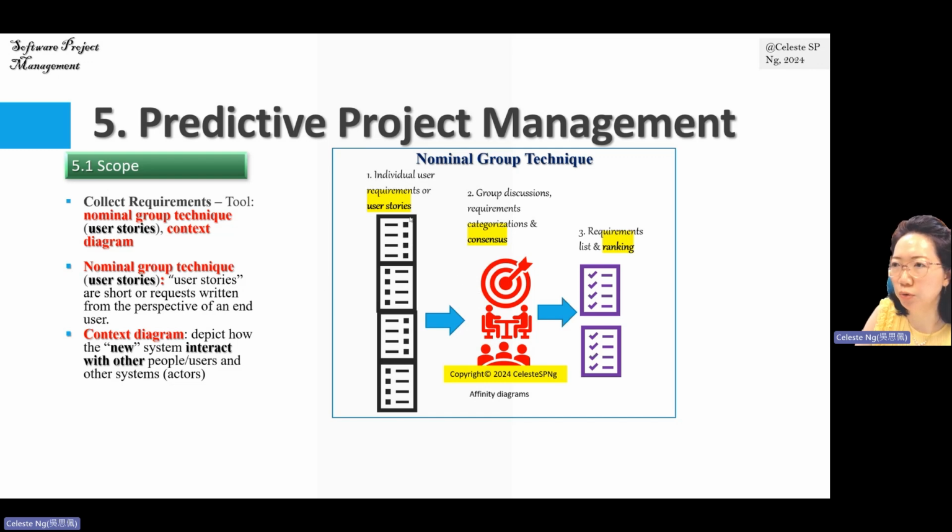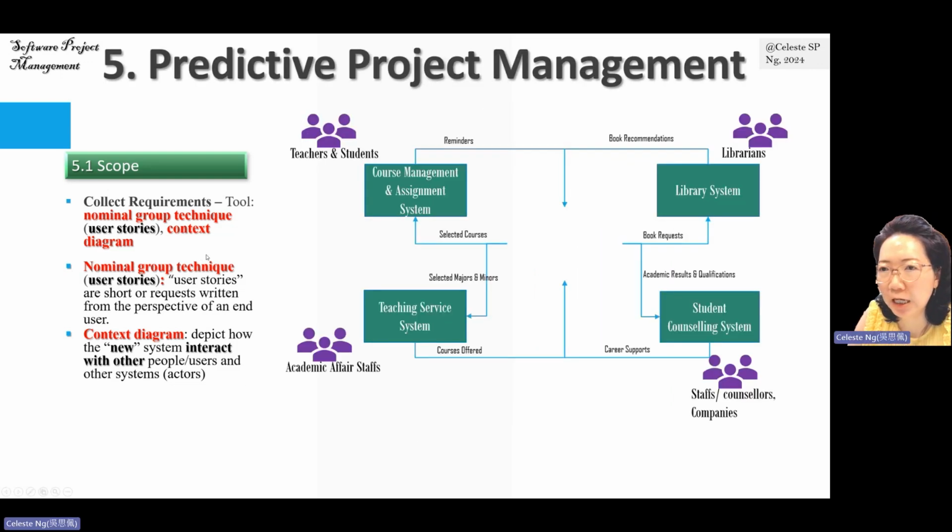This is what we do in our nominal group technique, a technique where we collect user requirements and then come up with a consensus-based and prioritized list of requirements. And now we are going to look at another tool which we can use in conjunction with the nominal group technique. This second tool is called context diagram.